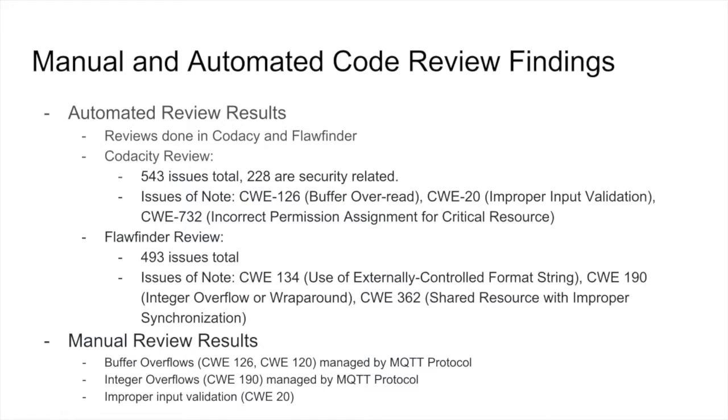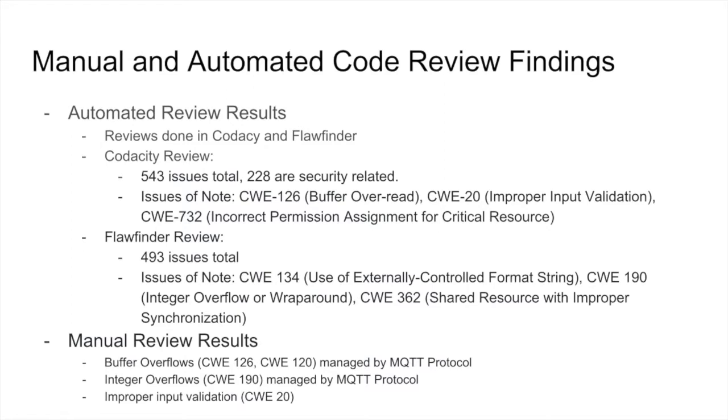With the Codacy review, we ended up finding 543 issues total, with 228 of them being security related. I won't go super into detail on all 228 because that would take quite a while, but the CWEs that we ended up finding the most issues from were CWE 126, which is a buffer overread, CWE 20, which is improper input validation, and CWE 732, which is incorrect permission assignment for critical resource.